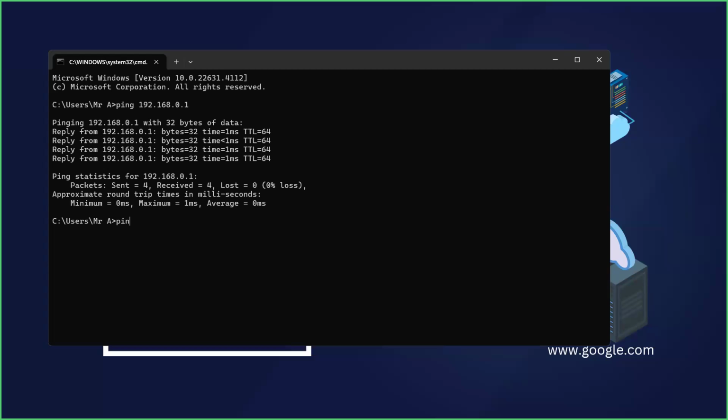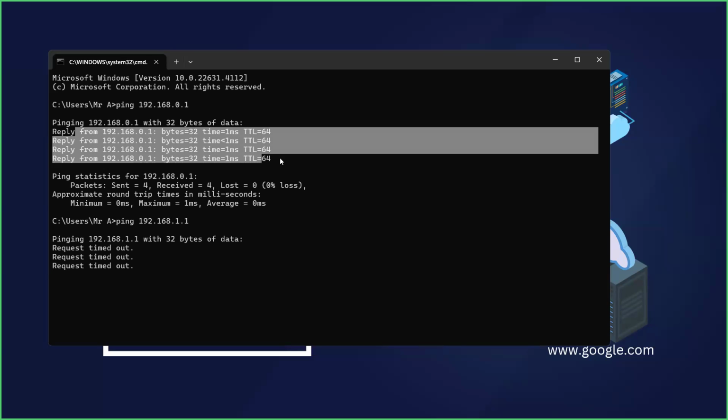But if I type ping and give an IP like 192.168.1.1 rather than 0.1, which is a different network, and now when I hit enter, you can see I don't get any response or reply back, which indicates that the request is timing out and it is not able to communicate with this device. So this is all related to your private IPs in your local network. In my network, in those 255 devices, I can ping any system in this way.